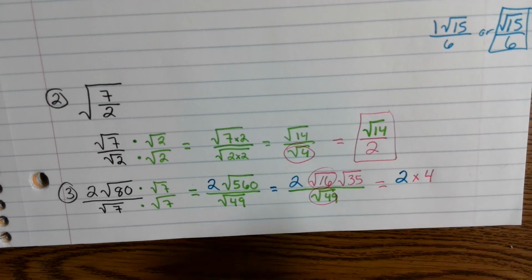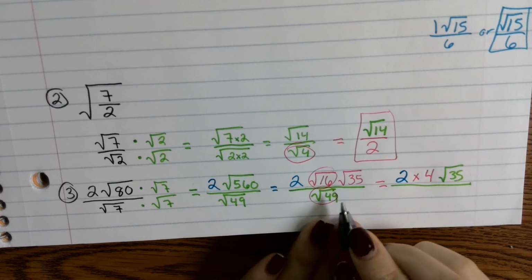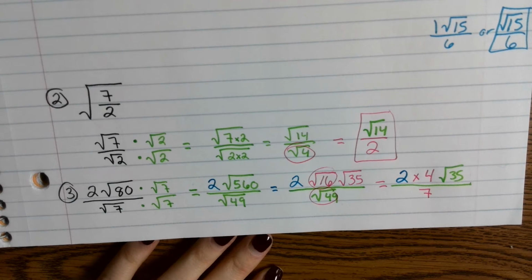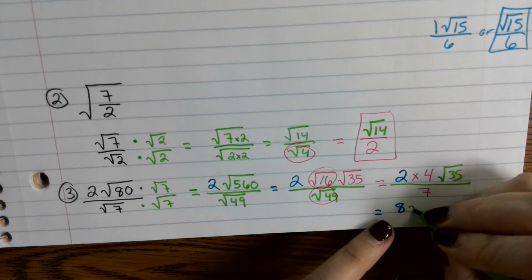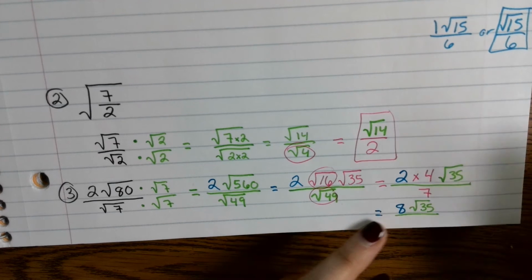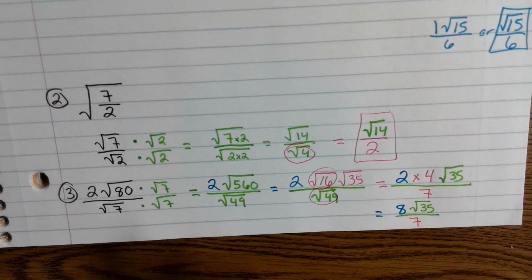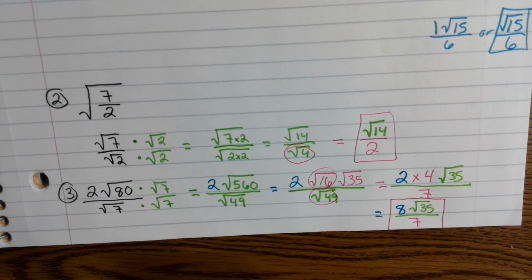And then you still have that square root of 35 over, what's the square root of 49? 7. All right, what's 2 times 4? 8. So you now have 8 square root of 35 over 7. Can we simplify 8 or 7? No. There's nothing you can divide into 8 that you could also divide into 7 to simplify it, except for a 1, and that wouldn't simplify it. So there's your final answer. 8 square roots of 35 over 7.